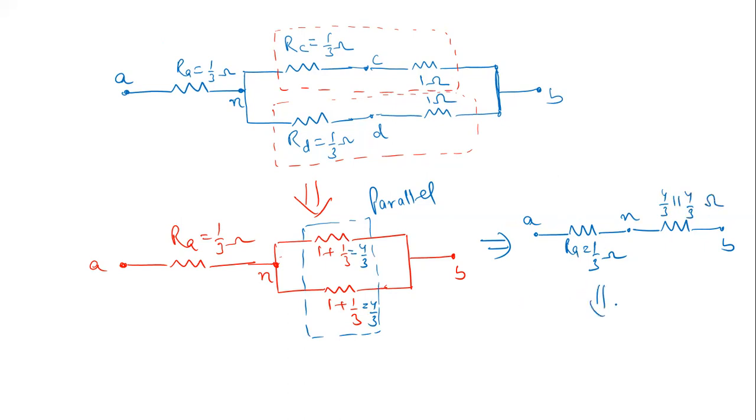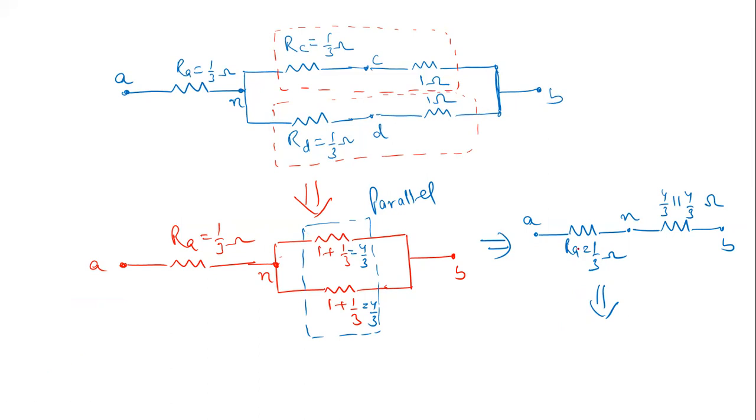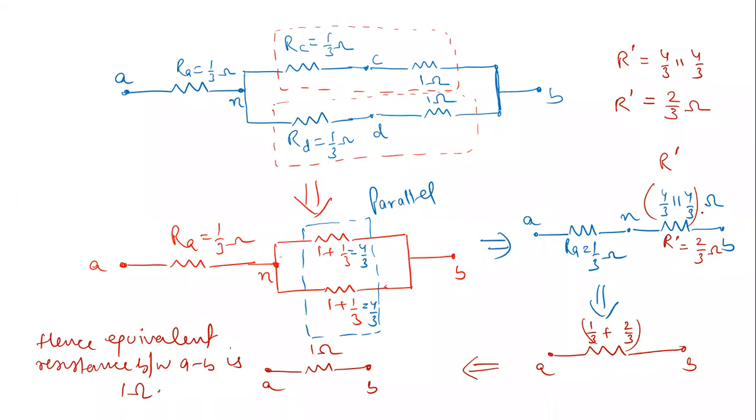Ohms. So the final equation will be, now you have this RA and this is a parallel. So this is, let us say, R dash basically. So R dash will calculate here. R dash is equal to 4 by 3 parallel 4 by 3. Now we'll simplify this equation. So we have got RA is 1 by 3 ohm and R dash is 2 by 3 ohm. So these two are in series with one another. So this is a series combination here. So we'll add these two resistances. So ultimately we have got that the equivalent resistance between A and B is 1 ohm.